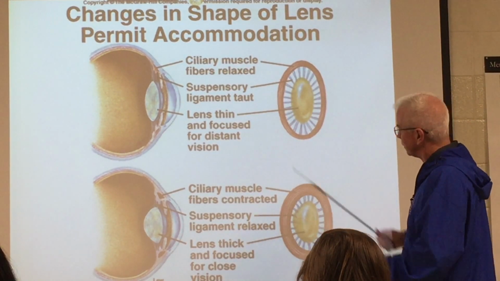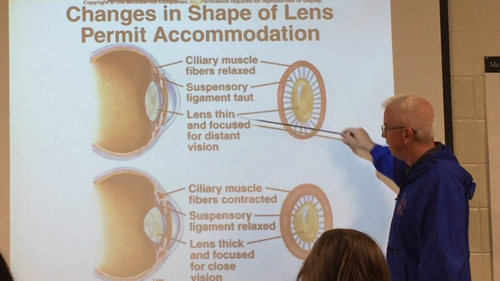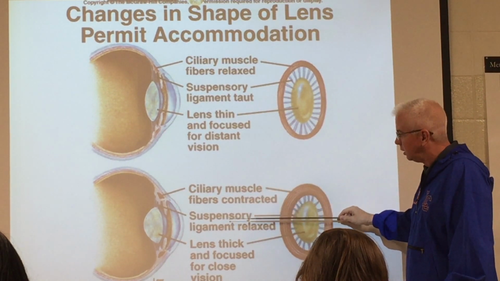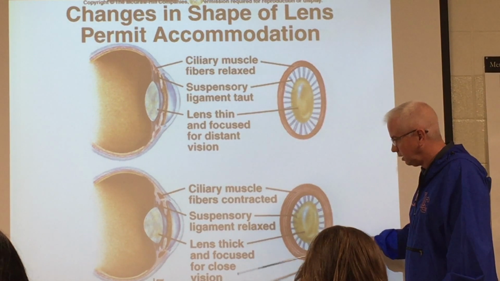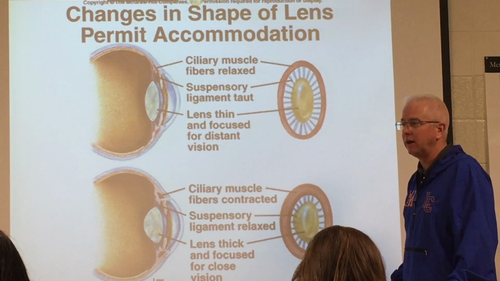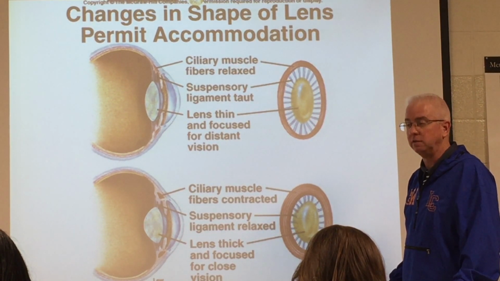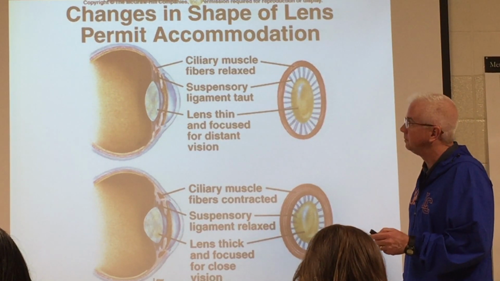All right. So memorize these: relaxed, taut, thin, far vision. Contracted, relaxed ligaments, thickened for close vision. Why are my eyes tired after I've been reading for hours? Because the muscles have been contracting, right? The ciliary muscles have been contracting to do that.